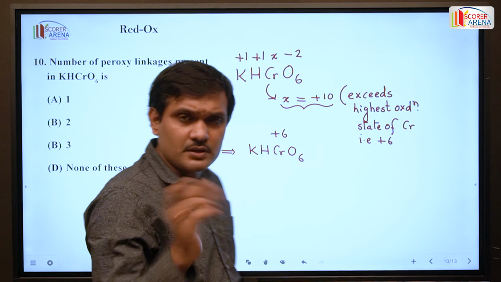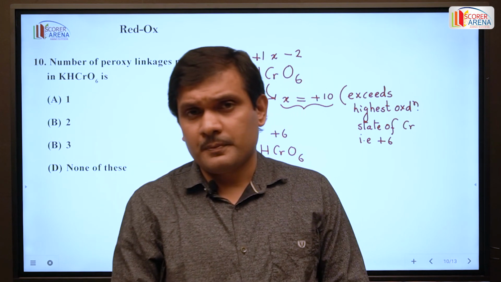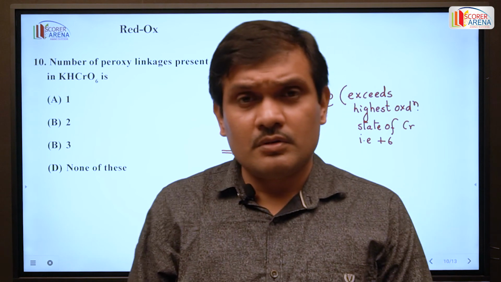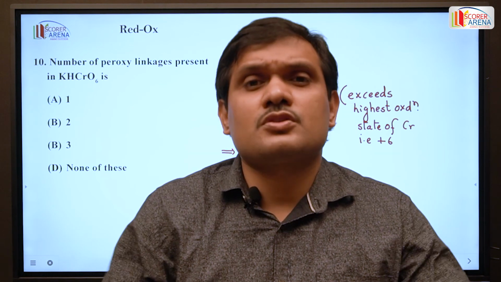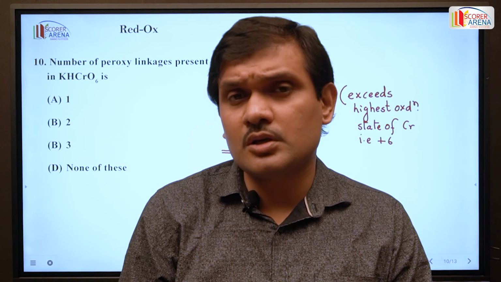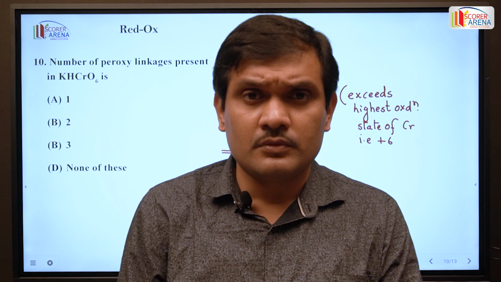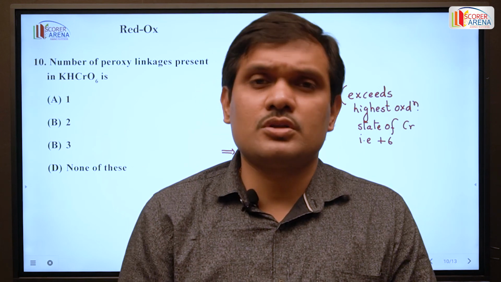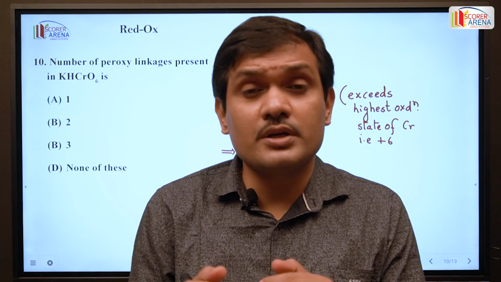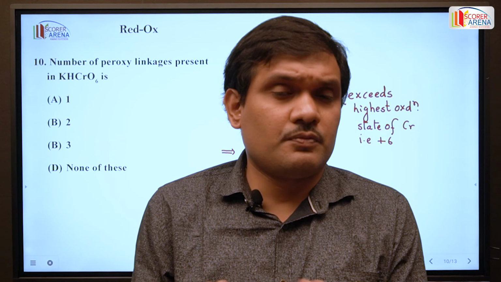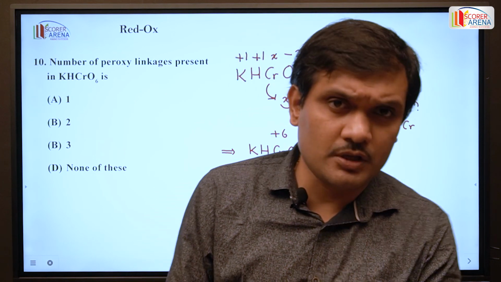Now in the previous cases, what have we done? To explain this +6 oxidation state, I have drawn the structure of the compound. Now it is not possible to draw the structure in all the cases. We cannot memorize the structure in all the cases. So in such a situation, how to determine the oxidation numbers? How to determine the number of peroxy linkages from this concept? So let's see.